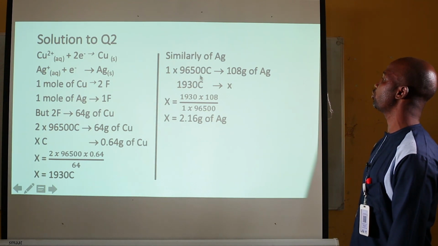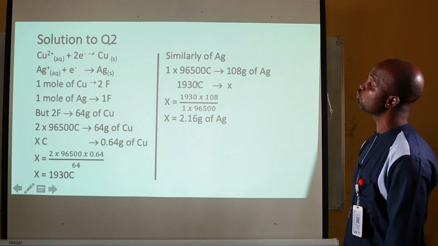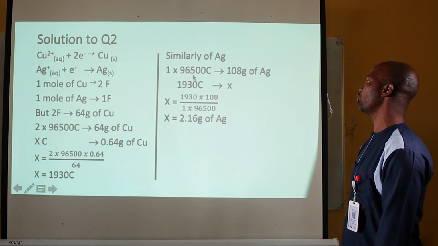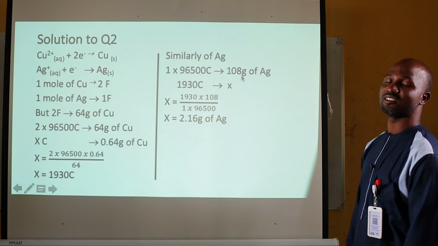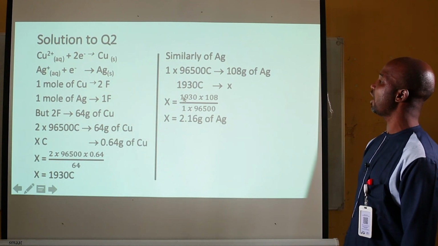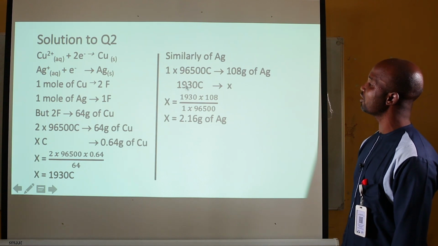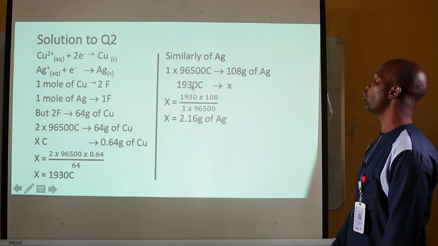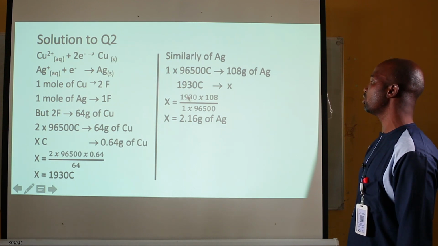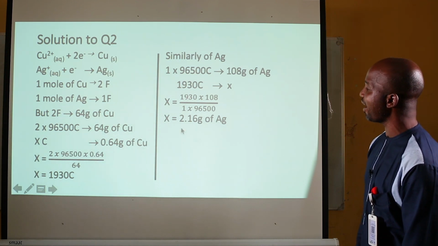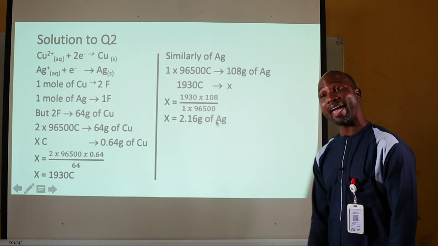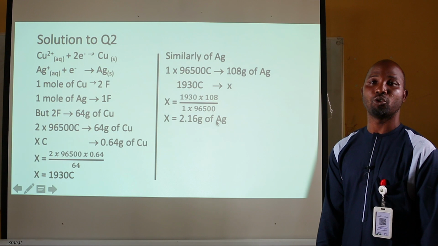And we will say similarly, since silver is related to copper in the same electrolytic cell, you will now use the same relationship, and the charge on silver is 1. So you say 1 Faraday, that's 1 times 96500 coulombs, is equal to 108, which is the relative atomic mass of silver. And this quantity, 1,930 coulombs, will be giving you the unknown mass. So when you substitute, you arrive at the final answer of X = 2.16 grams of silver. Remember, X represents mass, which was unknown.